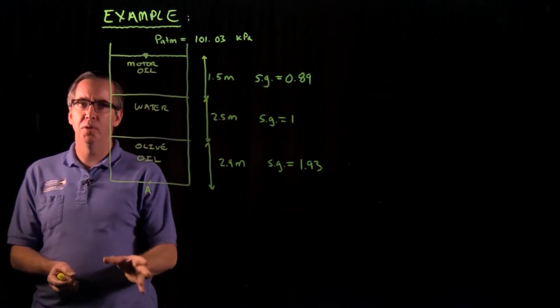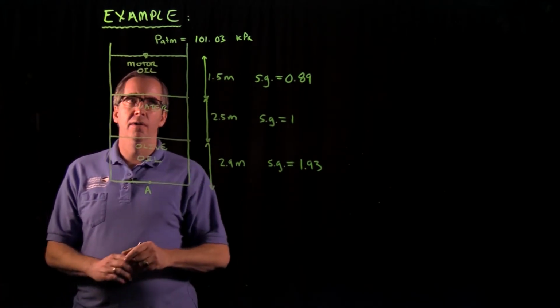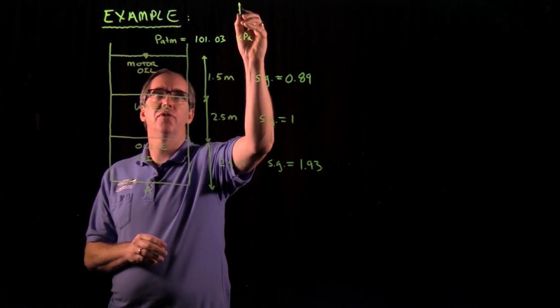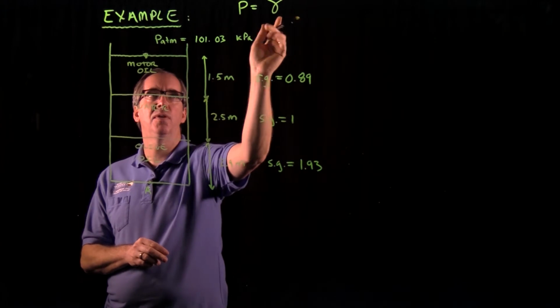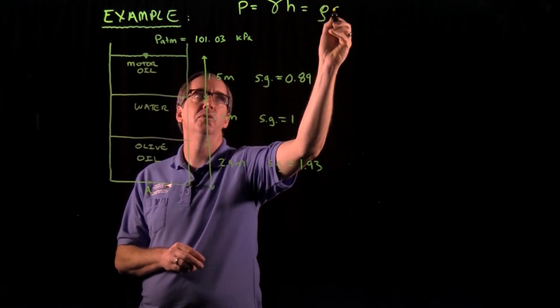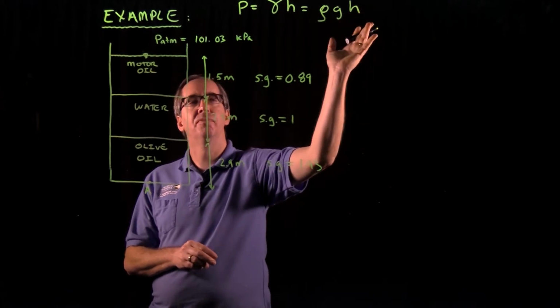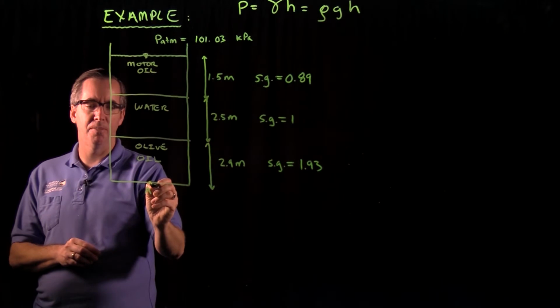In this lesson, I'm going to be doing an example where we're calculating for the pressure. Now, in the lecture, we learned that pressure is a function of depth. Specifically, pressure is equal to the specific weight of the fluid times h, or we could express that as rho g times h. Okay. In this example, what we're interested in is knowing the pressure at point A.